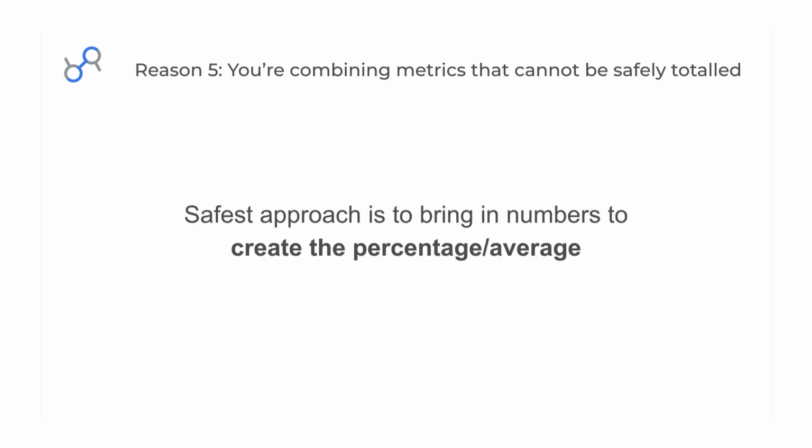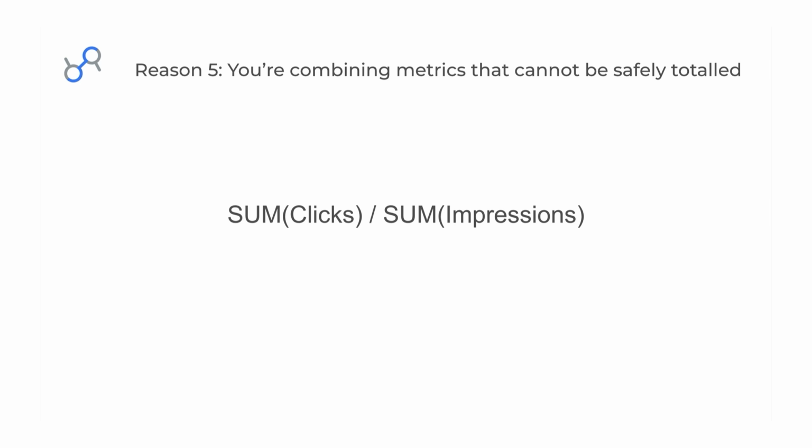The safest approach is normally to bring in the numbers used to create the percentage. For click-through rate, bring in clicks and impressions. Total the clicks, total the impressions, then divide total clicks by total impressions. In other words, calculate sum of clicks divided by sum of impressions.